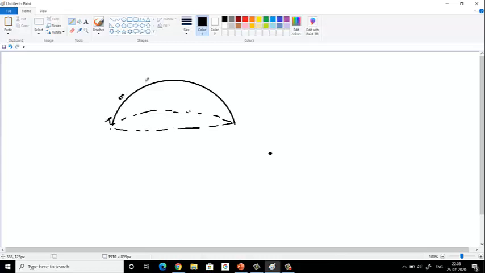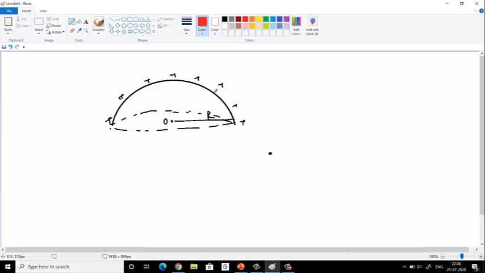On this you have positive charges, and these charges are distributed uniformly. This is the center of the hemisphere. The radius of the hemisphere is given as r. The question is in which direction the electric field is going to act for this hemisphere.